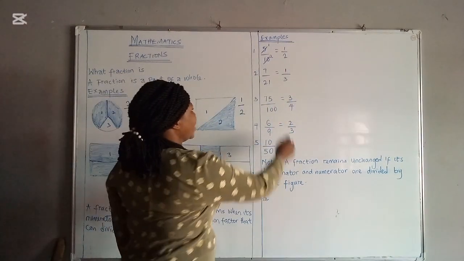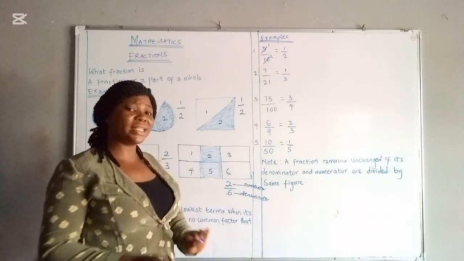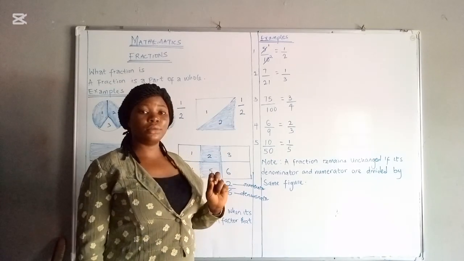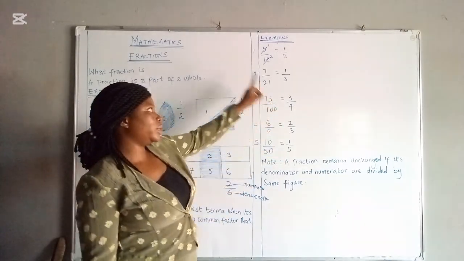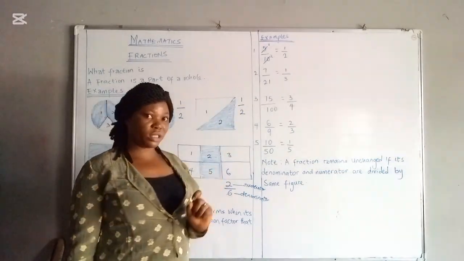1 over 2 is in its lowest term because there is no number that can divide 1 and can also divide 2. There is no number. So that is the lowest term. That's the answer.